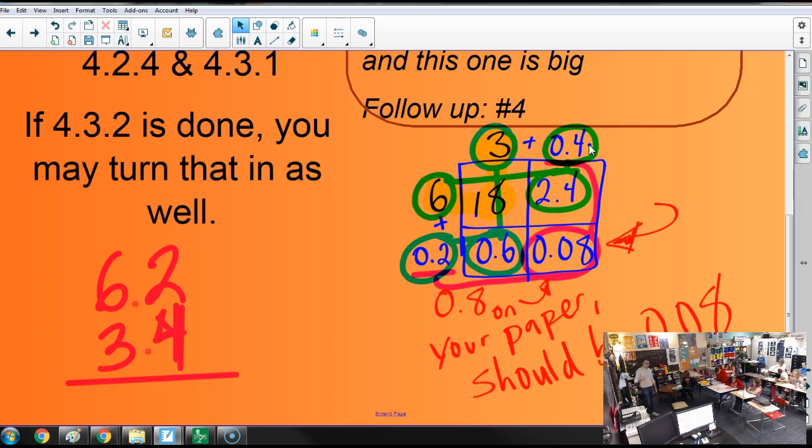We break up our 6 and our 0.2 and our 3 and our 0.4.